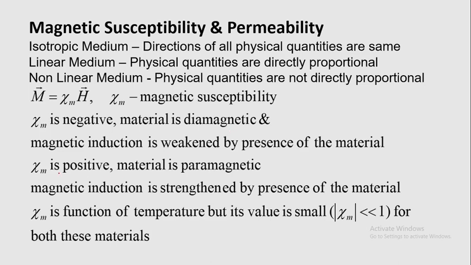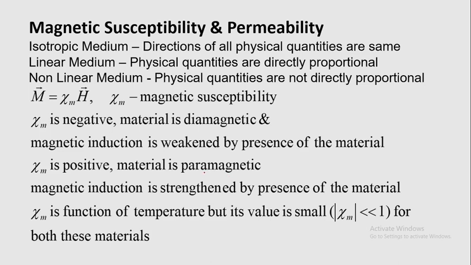Then, if the susceptibility is positive, positive means the direction of magnetization is the same as that of the magnetic intensity. So the resultant magnetic moment is in the same direction as that of the external field. Then that material is paramagnetic. It is called paramagnetic, and the property is called paramagnetism.